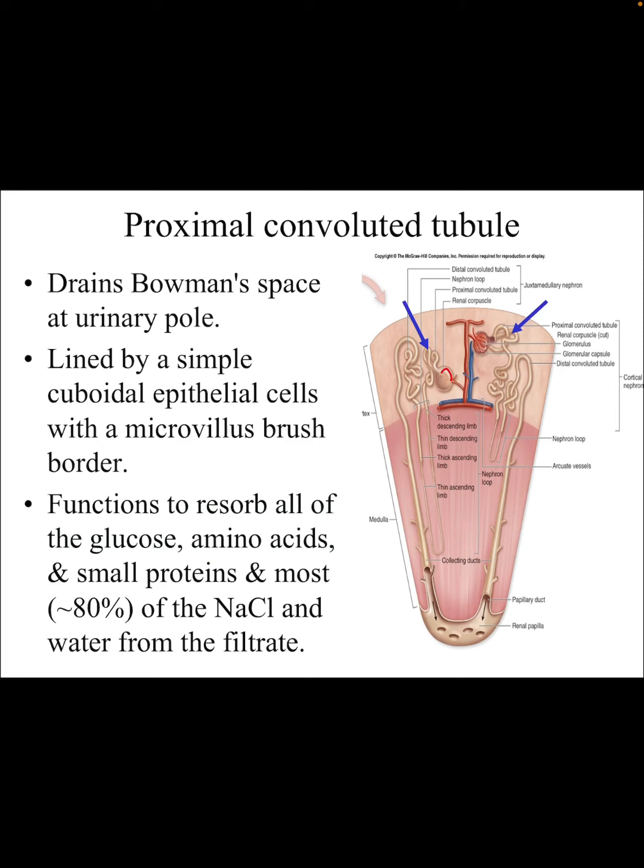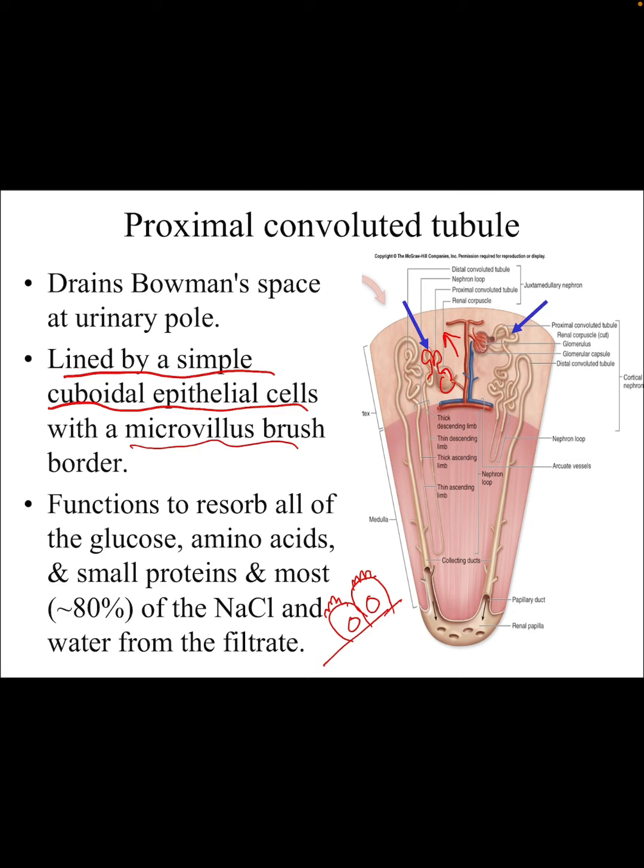The second structure we have after the renal corpuscle is the proximal convoluted tubules, and usually the Bowman's space drains at the urinary pole toward the proximal convoluted tubules. The lining is simple cuboidal epithelium, and this epithelium has microvilli. So the lining is simple cuboidal epithelium with a microvillus brush border.